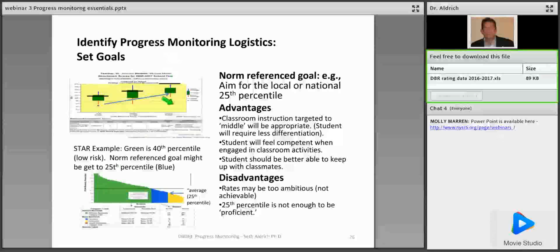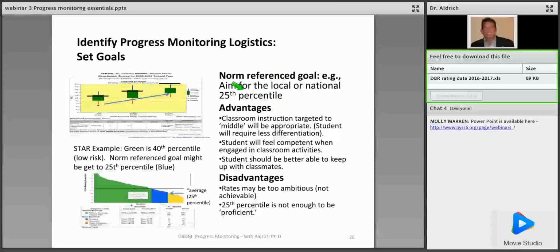In this case, again, I'd like to map these concepts onto some very real universal screening and progress monitoring tools. This happens to be an example of an Ames Web benchmark assessment. This one here would be STAR.